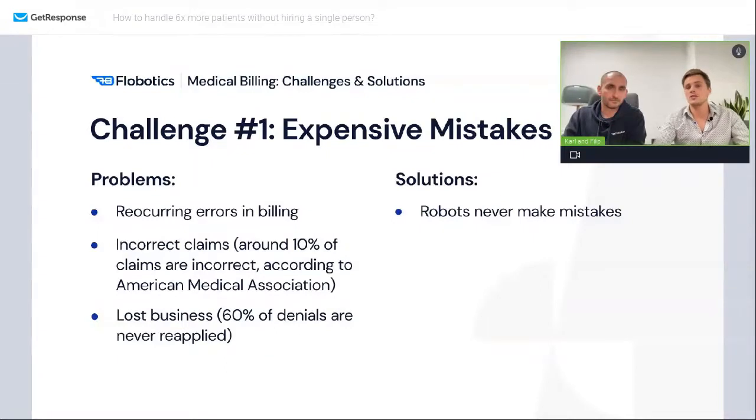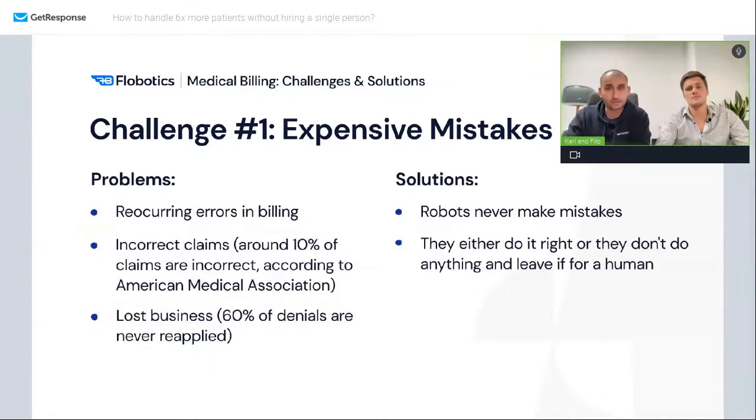What's the solution to it, Karl? Well, software robots. This can help. They never make mistakes. As hard as that is to believe, they either do it right or they stop and wait for a human to correct the mistake.